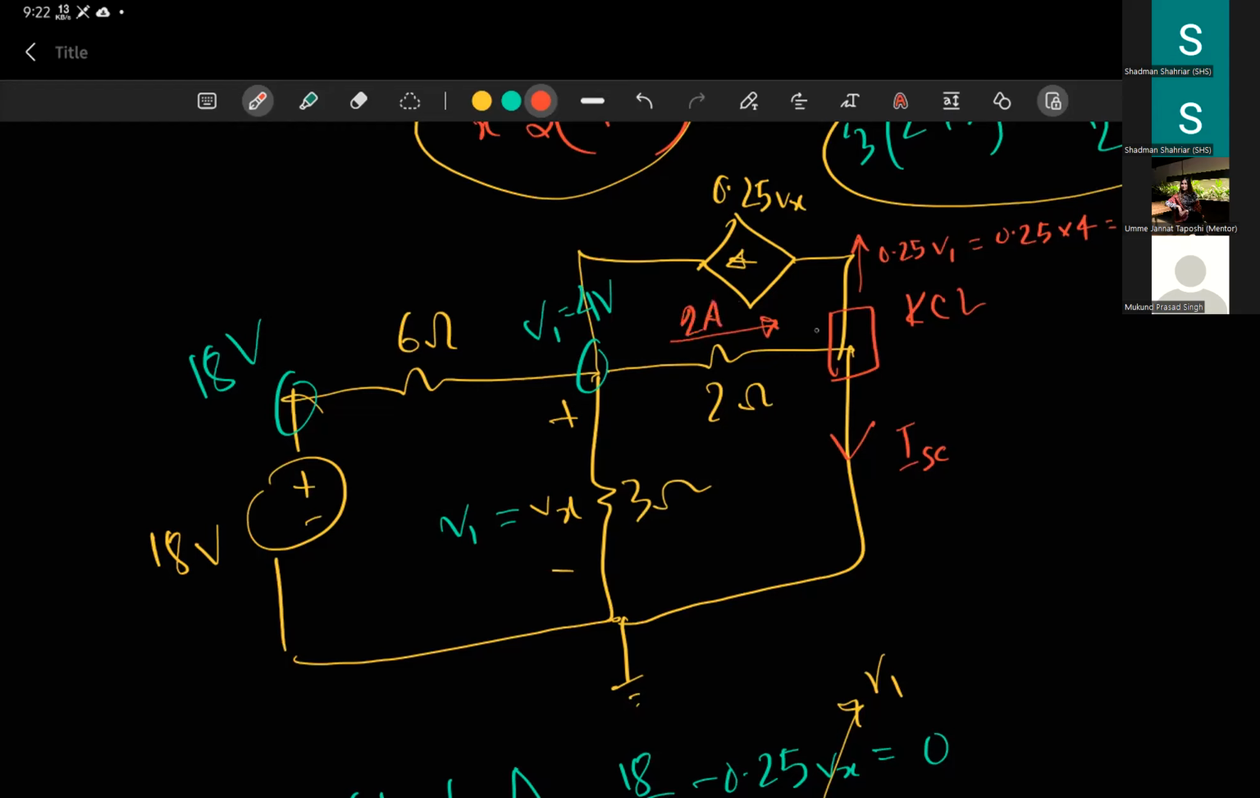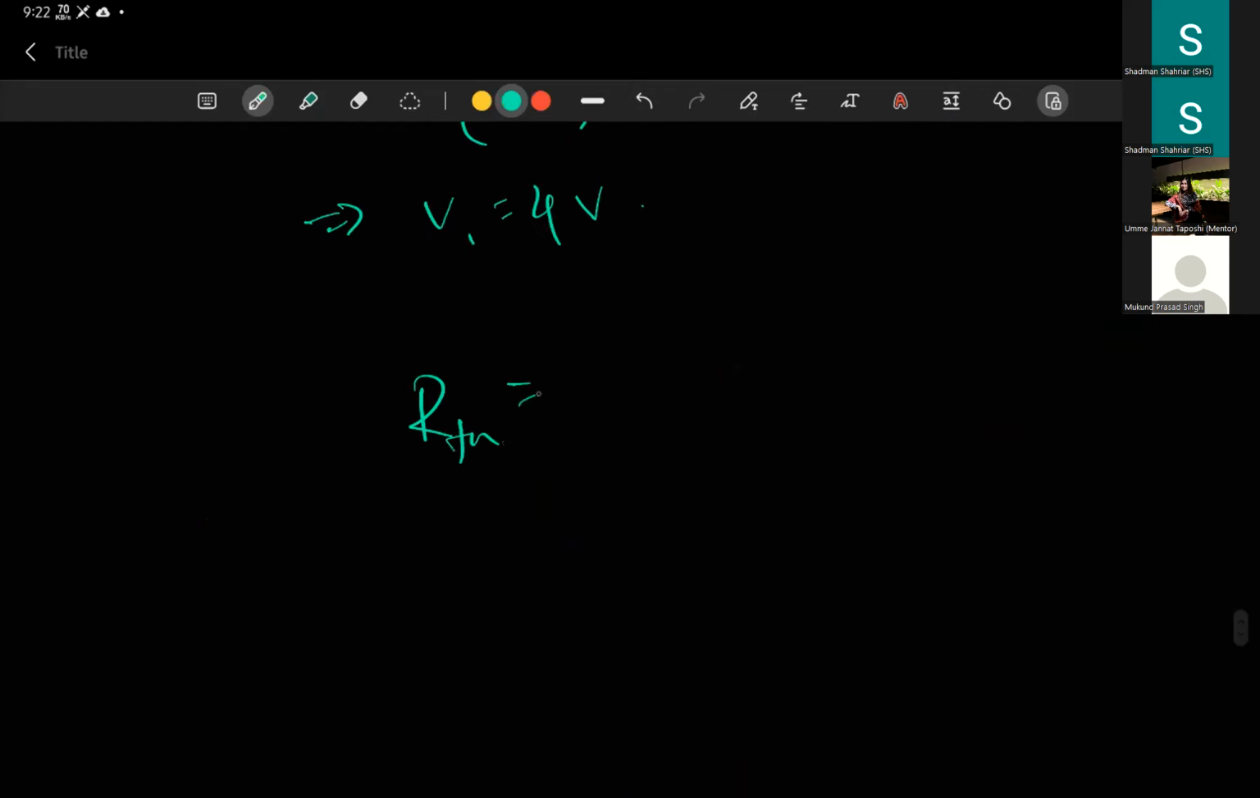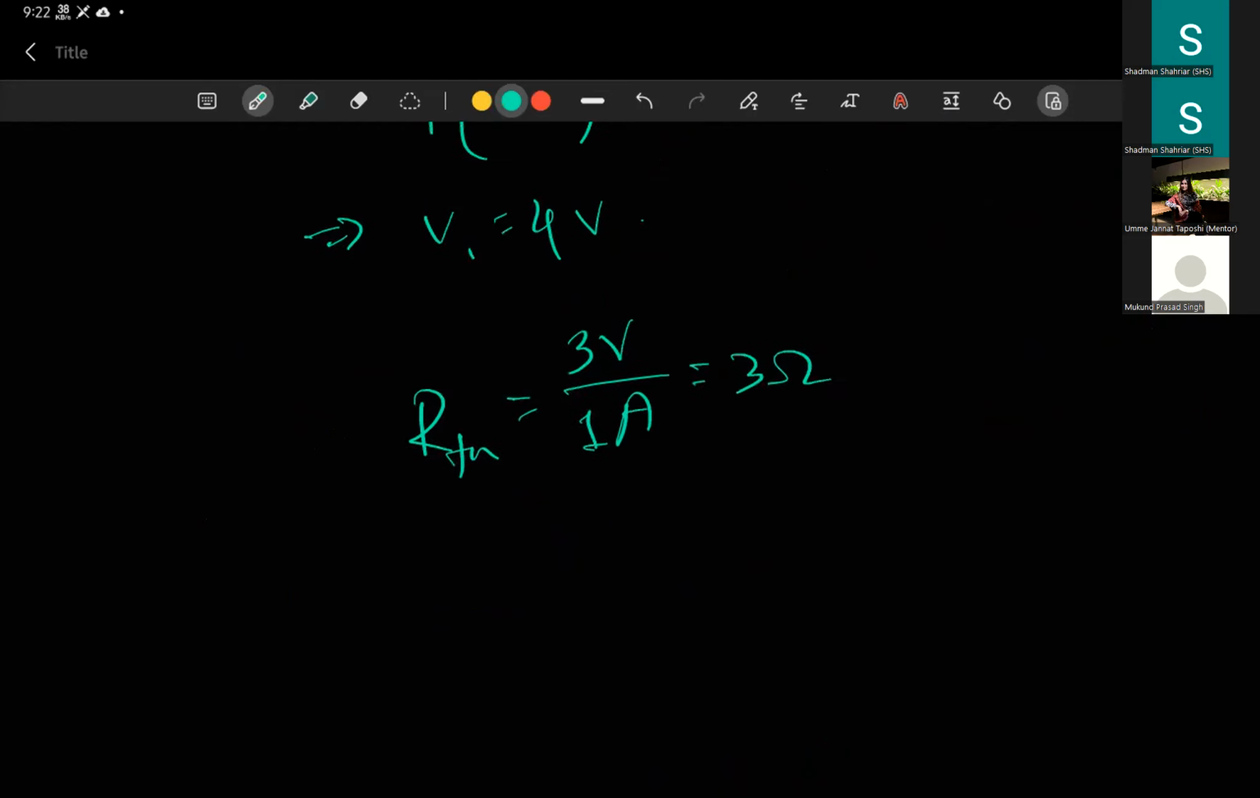So if you do KCL here, you can find the value of ISC. 1 ampere current is exiting this node, plus 1, this 2 ampere is entering this node, and the ISC is also exiting this node. This equals 0. So if you do this, you will see that the value of ISC is 1. So if you're doing node analysis, this is also quite easy. And finally, that means your RThevenin is VOC, 3 volts, divided by 1 ampere, which is 3 ohms. Okay, any questions?